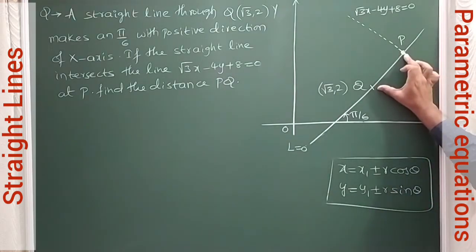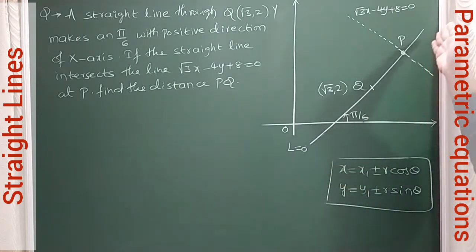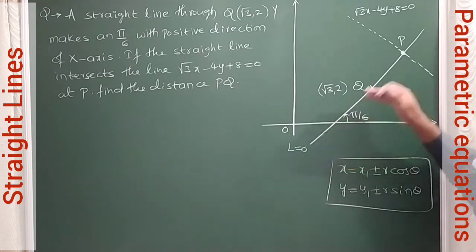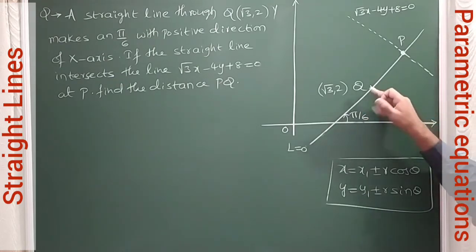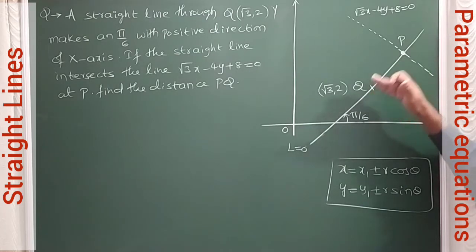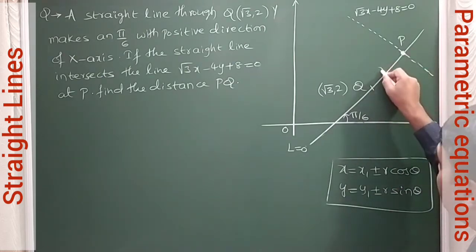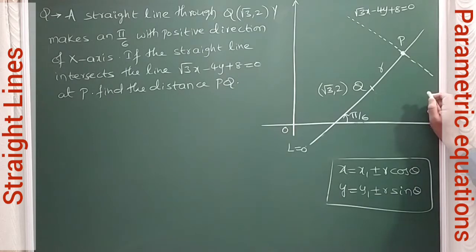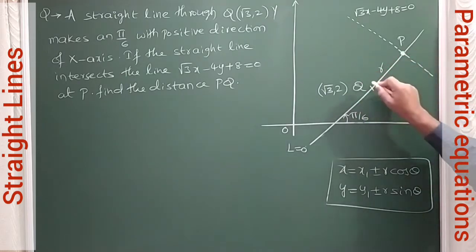This distance is required. So basically, can we apply parametric equations? That we have to first think. When will we apply parametric equations? When we are given a line with some inclination and a point on the line, to find another point on this line which is located at some distance. So for example, if the distance of P from Q is R, then using this formula can we get P? Yes. Because P is located at a distance of R units from Q, and we know the point Q, we can use this formula.